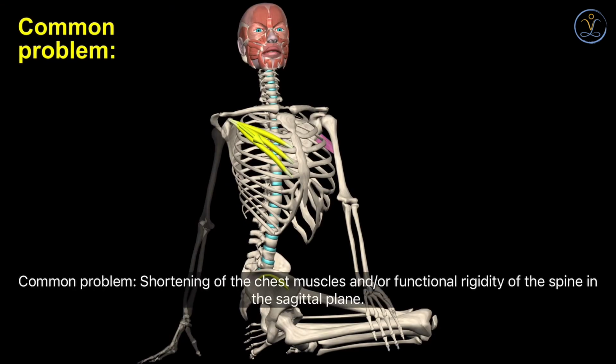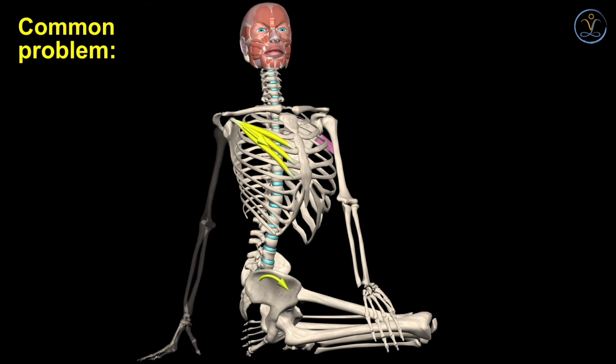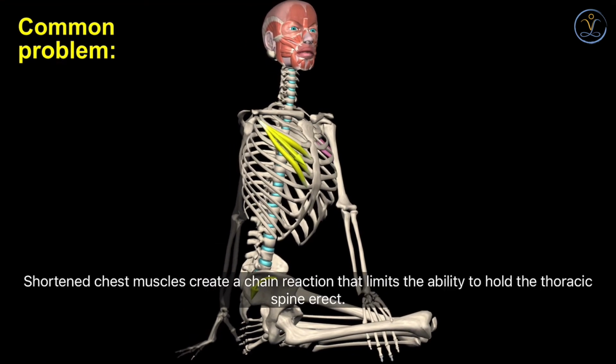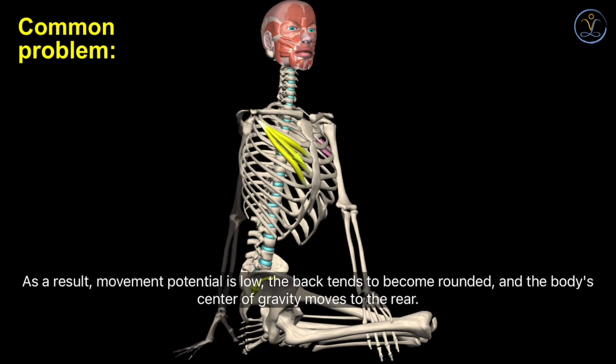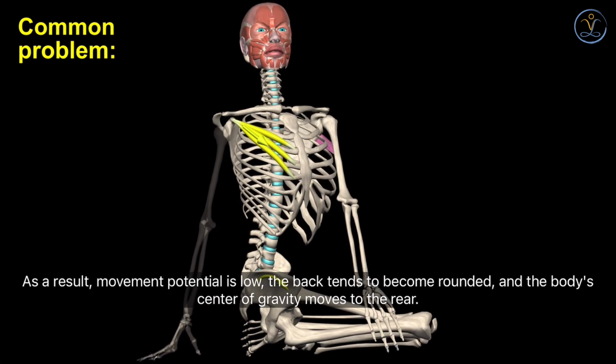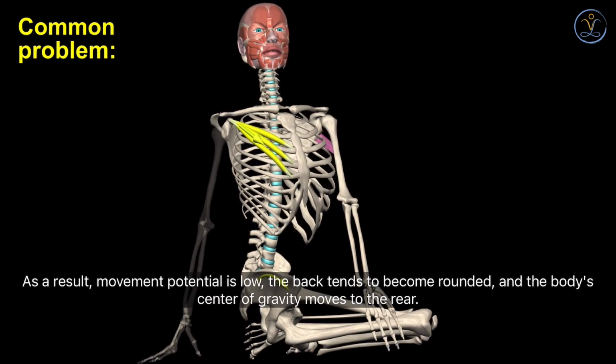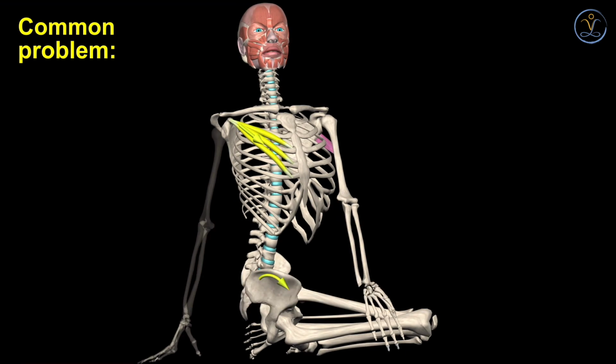shortening of the chest muscles and/or functional rigidity of the spine in the sagittal plane. Shortened chest muscles create a chain reaction that limits the ability to hold the thoracic spine erect. As a result, movement potential is low. The back tends to become rounded, and the body's center of gravity moves to the rear.